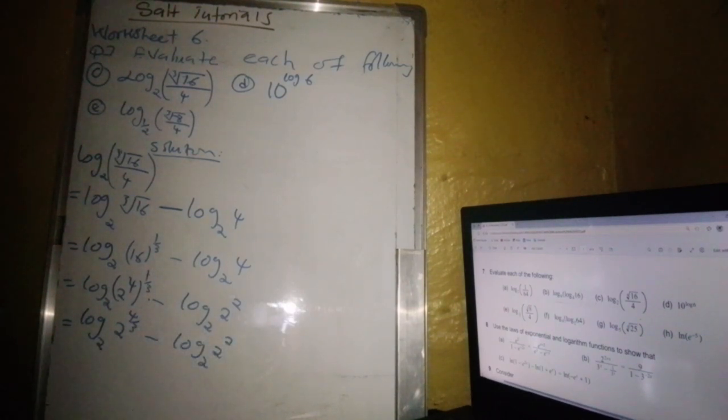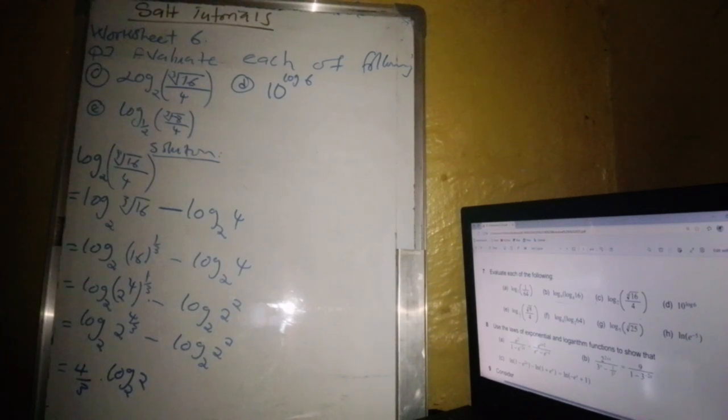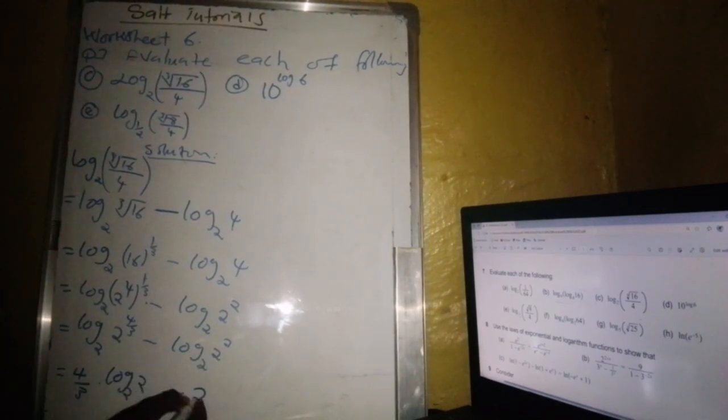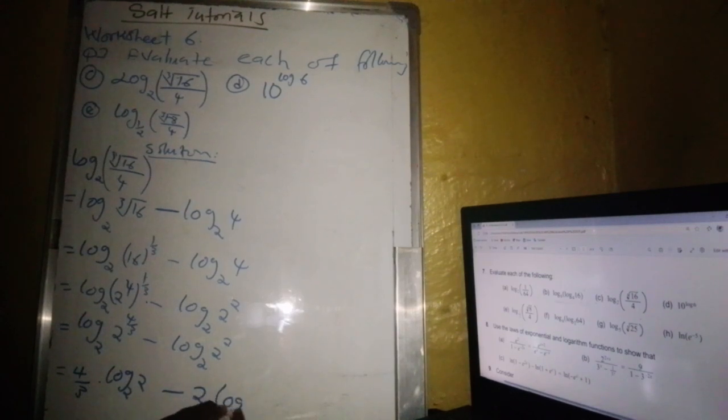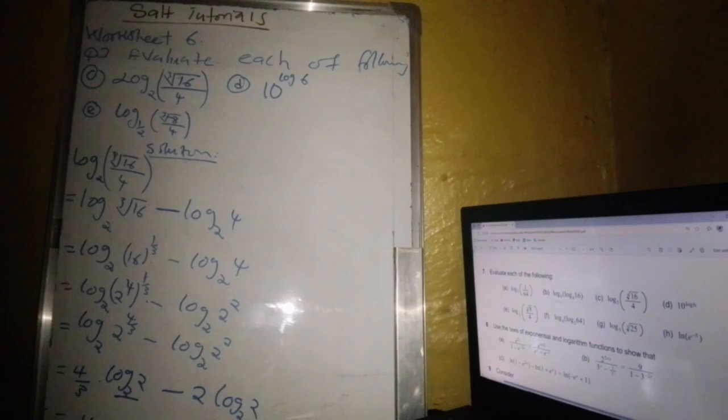From the power rule, what does it state? The power can drop down, so I'm going to have 4 over 3 drops down, multiplied by the log of 2, and then minus 2 drops down, multiplied by the log of 2, so that this is 1, this is 1. So by the end of it, you are going to have 4 over 3 minus 2.